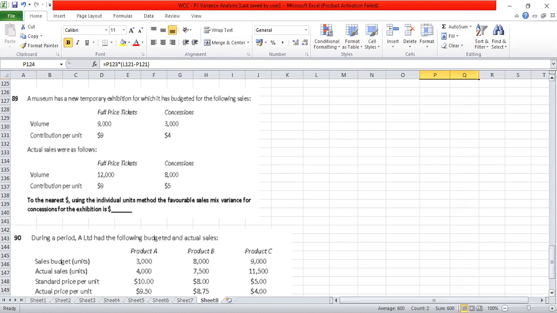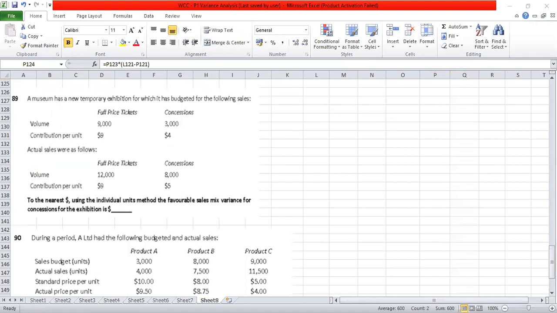So the standard total will be 12,000. Actual total will be 20,000. Because it is a mixed variance, step number one, we need to adjust the total standard according to the total actual. That is step number one, which we need to take up.